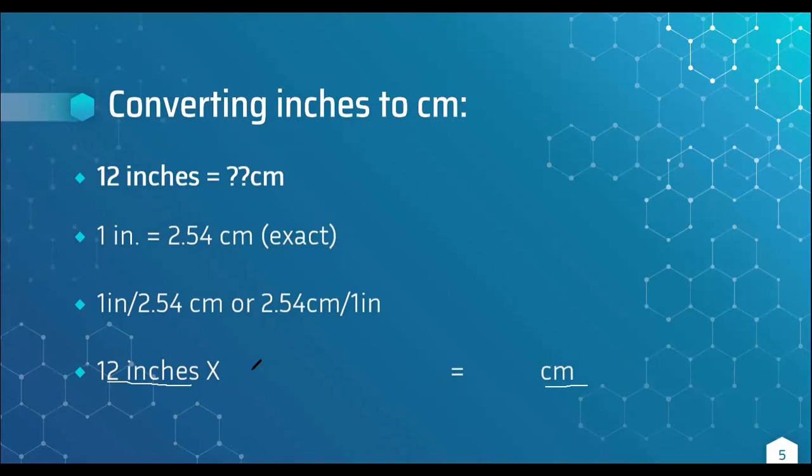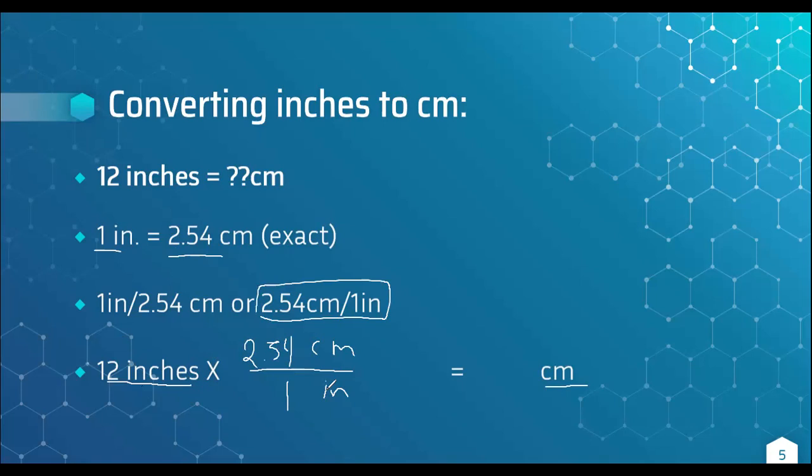So 12 inches, we have to determine which one of these we want. We have inches here. We want to get rid of inches, so we want to put inches in our denominator. And we want to go to centimeters, so centimeters goes in our numerator. And now we have to take the numbers that go with this. We have this 2.54 with our centimeters, and 1 goes with our inches, okay? So we're using this conversion factor here, okay?